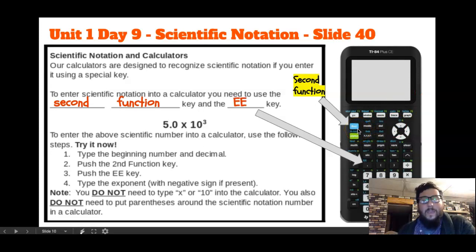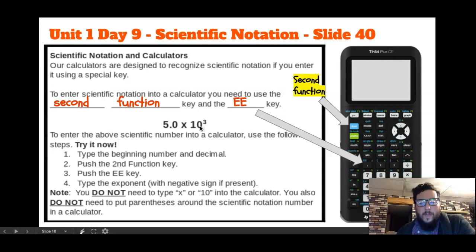And the EE key, right? And that's always going to be above the 7. See how there's two E's right there? And the fact that they're not actually on the button indicates that it's a second function. So that's why you have to hit the second button and then this number. So here is 5.0 times 10 to the third power. This is a scientific notation number.